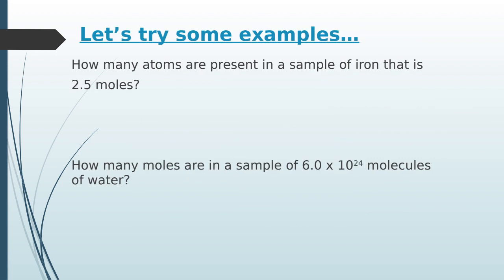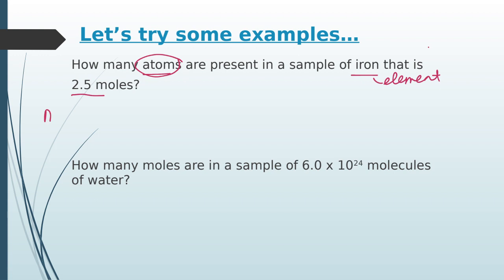So let's go through and practice doing some calculations when we don't have exactly 1 mole. We know that 1 mole equals 6.02 times 10 to the 23 particles. But here's a question where it says we have 2.5 moles. How many atoms are present in a sample of iron? Notice that iron is an element, and because it's an element, the simplest type of matter, we're going to deal in a unit of atoms.